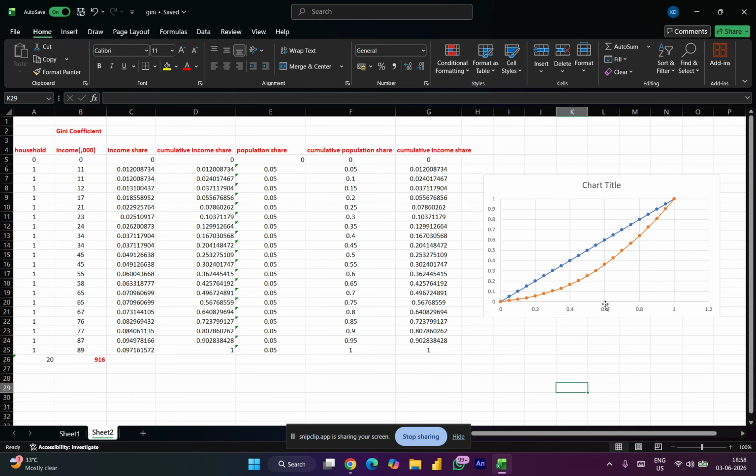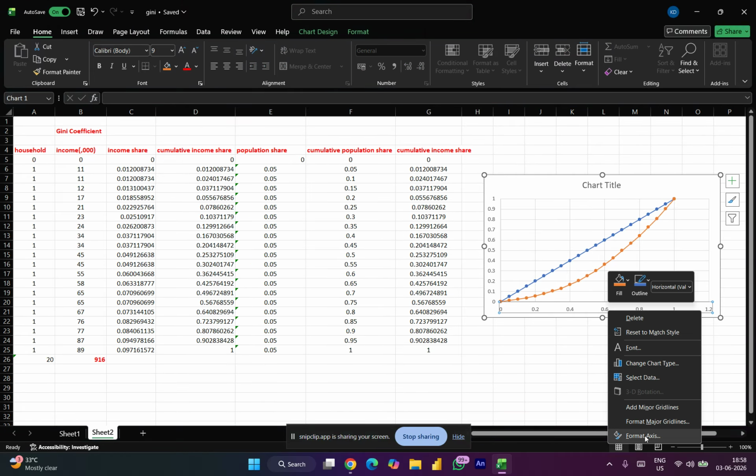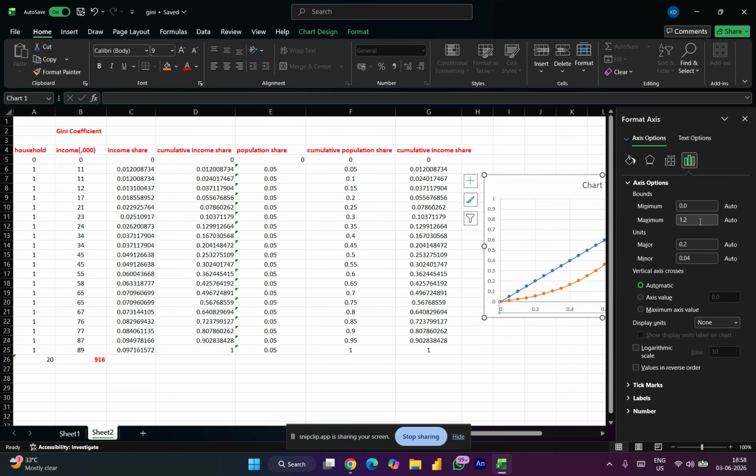And similarly, for this horizontal axis, right click, format axis, the minimum value is 1.0.